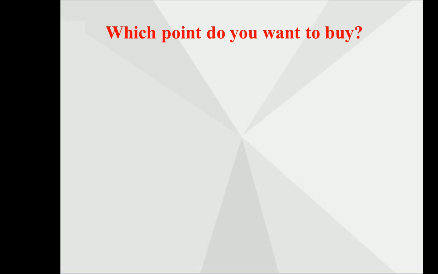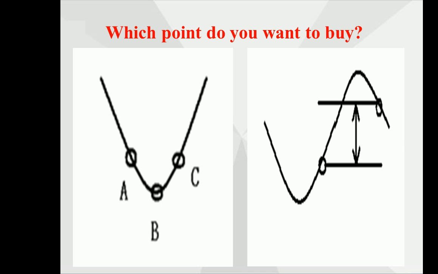Then we can see which point you want to buy. There are 3 points. The first point is A. The second point is B. The third point is C. So which point do you want to buy? Many investors want to buy at the B point. Why? Because B is the lowest point, right?